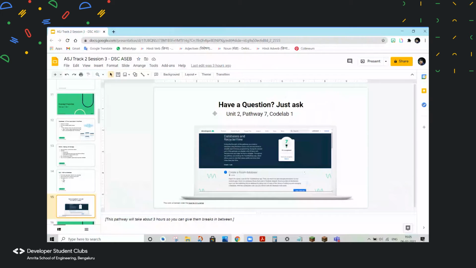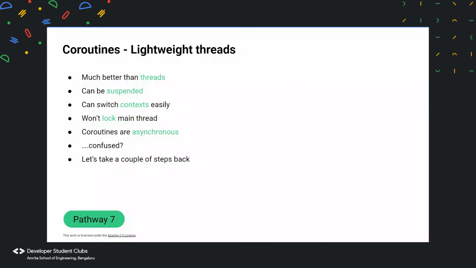Okay, coroutines. They're like threads, but much better. They can be suspended. They can switch context easily. They won't lock the main thread. They're asynchronous. And are you confused? Did I say too much?